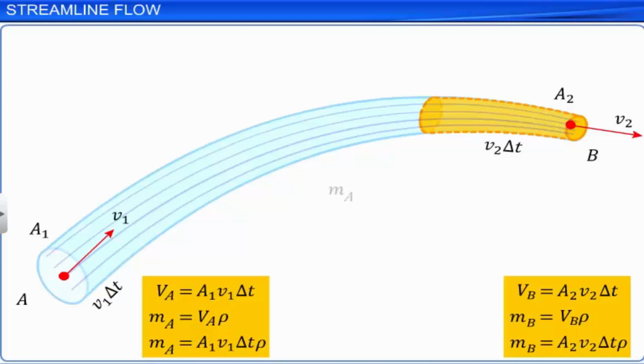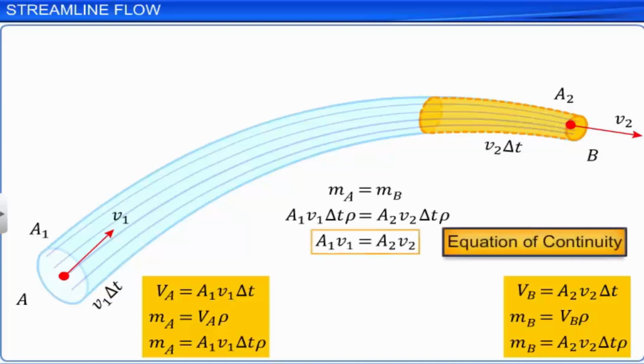As the mass of the fluid entering is equal to the mass of the fluid leaving the tube, we have A1 V1 delta t ρ is equal to A2 V2 delta t ρ. On simplification, we get A1 V1 is equal to A2 V2. This expression is called the equation of continuity.